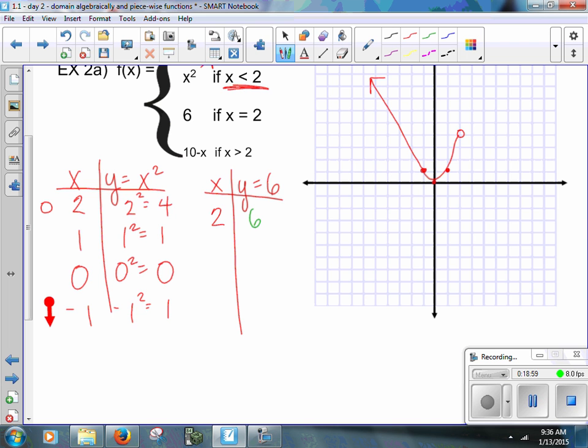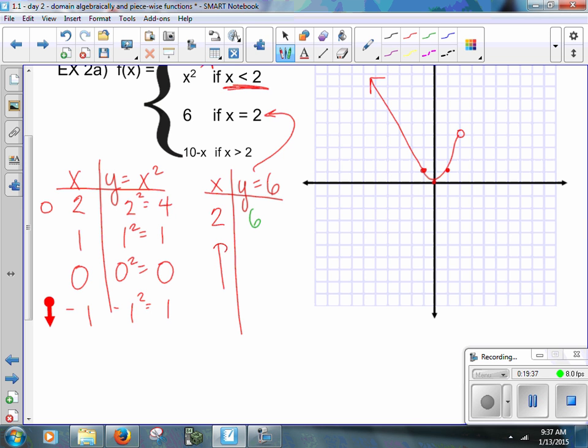Yes. But now, where do I go? What's my next x value? Any number? Is it only the number 2, or are there 2 values? It's only the number 2, because it says x equals 2. Can I put x equals 1 in there? No, it says x equals 2 for that second piece.